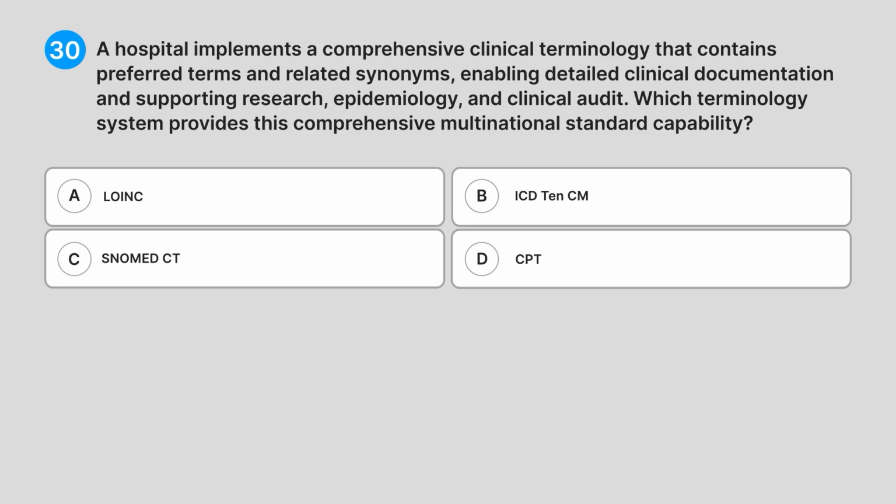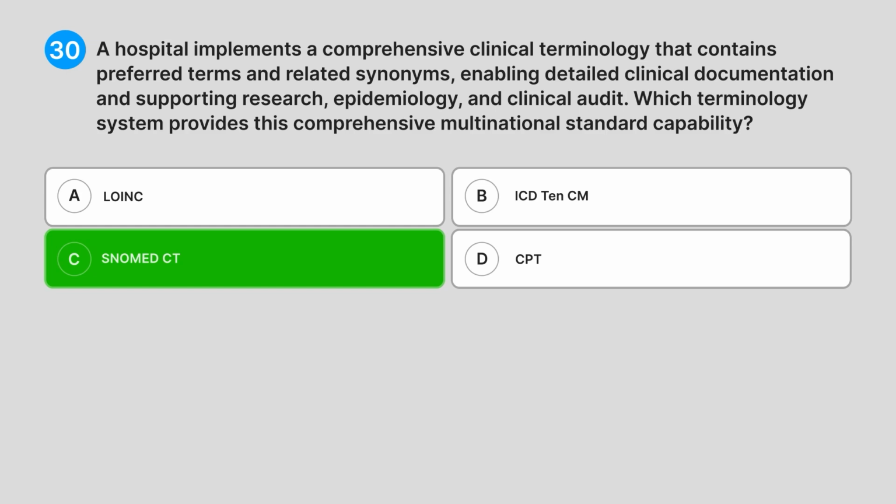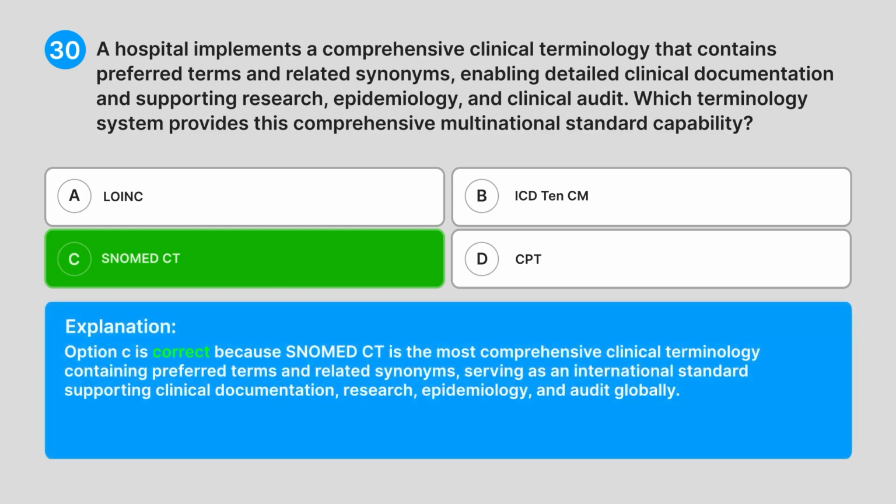Correct answer, C. SNOMED CT. Explanation: option C is correct because SNOMED CT is the most comprehensive clinical terminology containing preferred terms and related synonyms, serving as an international standard supporting clinical documentation, research, epidemiology, and audit globally.